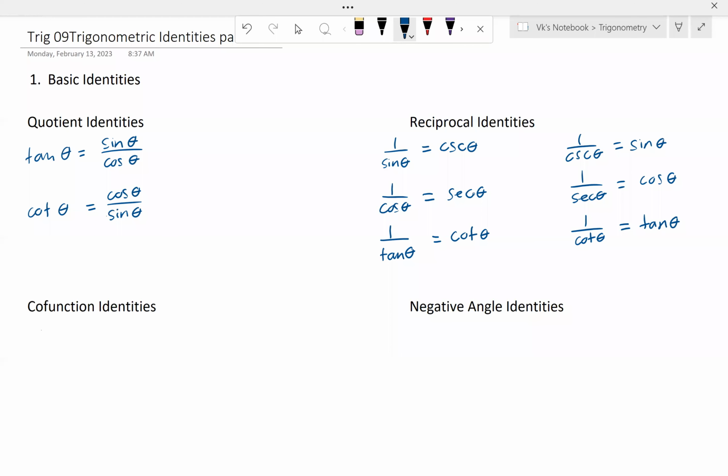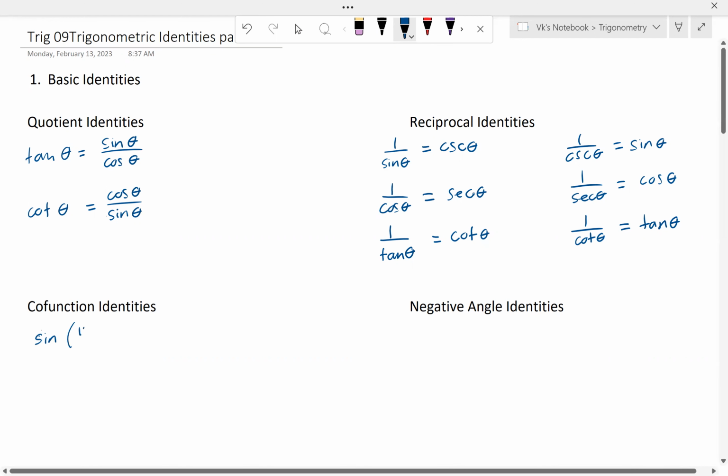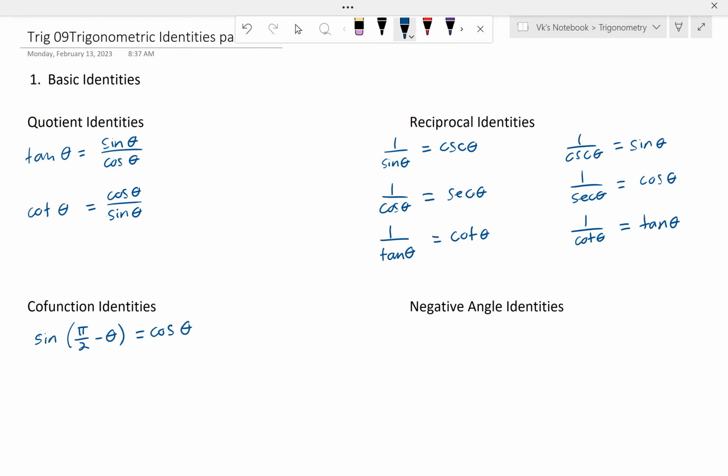From the previous video, we have the cofunction identities and negative angle identities. For cofunction identities, sine of pi over 2 minus theta is cosine of theta. Cosine of pi over 2 minus theta is sine theta, and it is true for the angle theta between 0 and pi over 2.